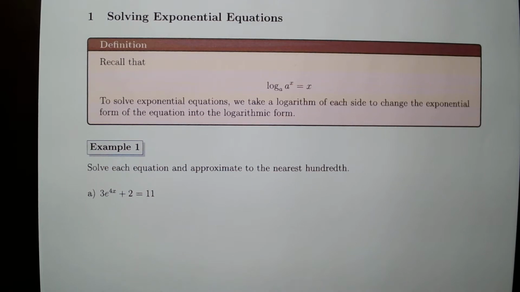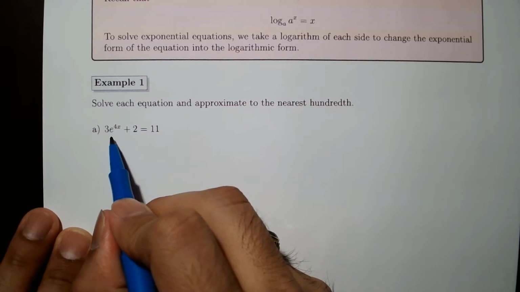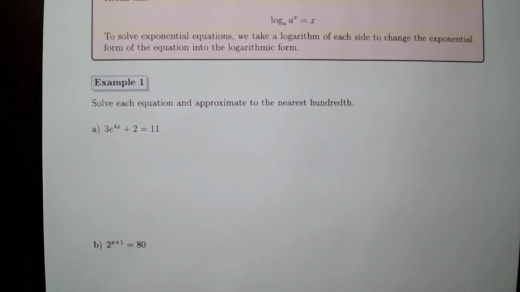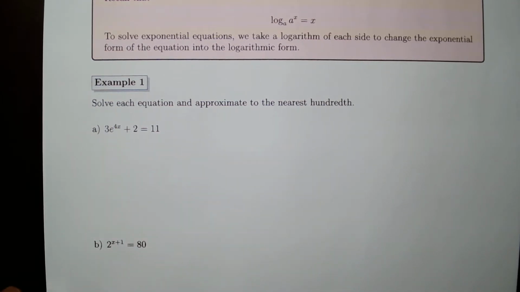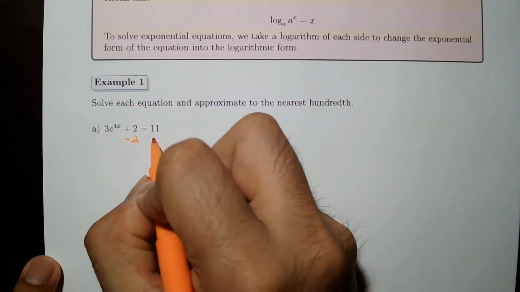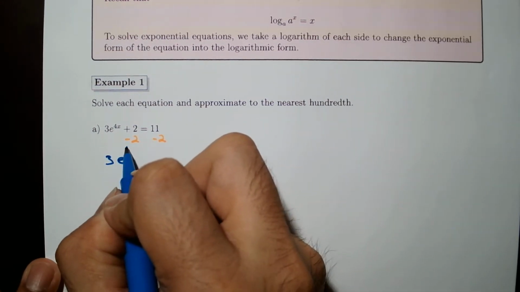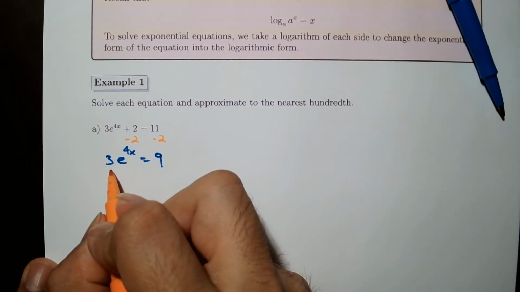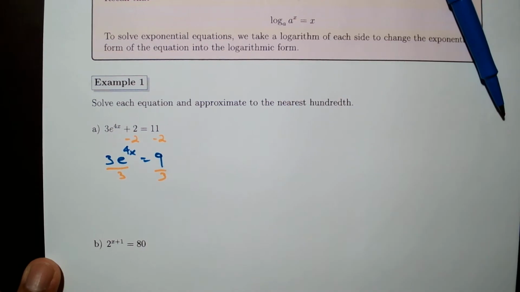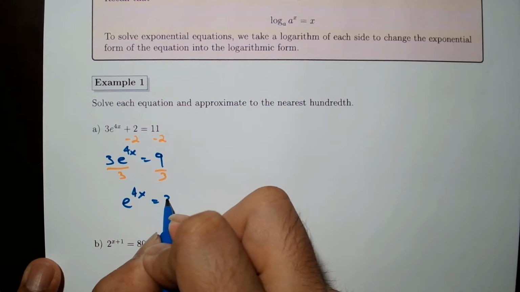Okay, so every time we solve an exponential equation, we want to make sure that the exponential term is by itself. So we need to move these two to the other side, and we need to get rid of that 3 that is multiplying the exponential. In order to do that, I will subtract 2 from both sides. That's going to give me 3e to the 4x equals 9. And then in order to get the exponential by itself, I'm going to divide both sides by 3. That's going to give me e to the 4x equals 3.